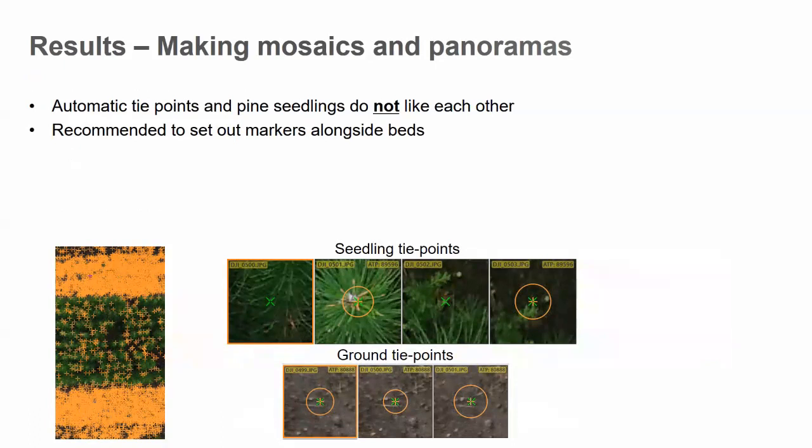A common issue with both of the methods that we trialed was the generation of automatic tie points over seedling beds. What you can see in this figure here are the automatic tie points generated, in this case from Pix4D, but the results were the same for all of the other methods that we trialed. You can see that most of the matches occur in the ground around the seedling beds. And this figure over here shows that where the software thinks it's found some matches, it's actually looking at very different objects. But those matches found around the ground are largely correct.